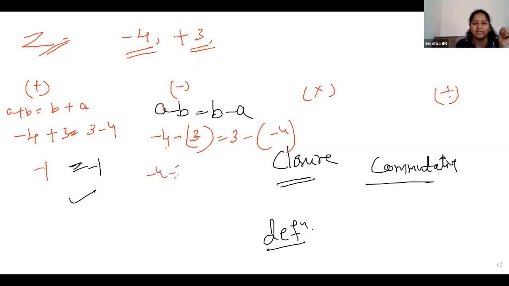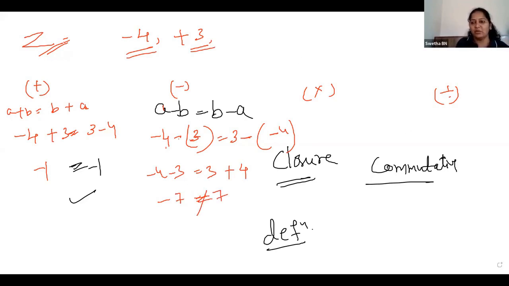So -4 minus 3 is -7. Here 3 minus -4, remove the bracket, minus into minus, that is plus. So what is 3 and 4? It is 7. Are they the same? No, they are not same.